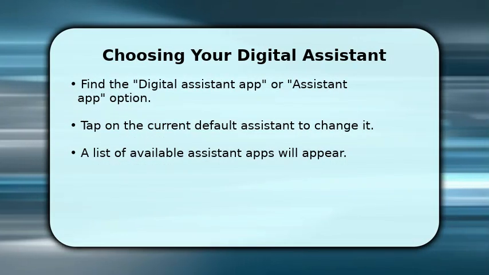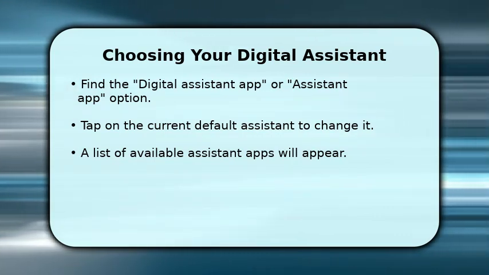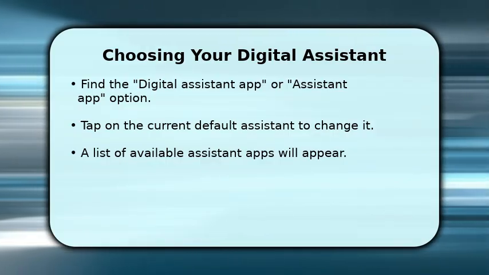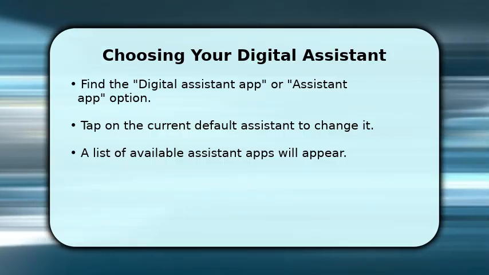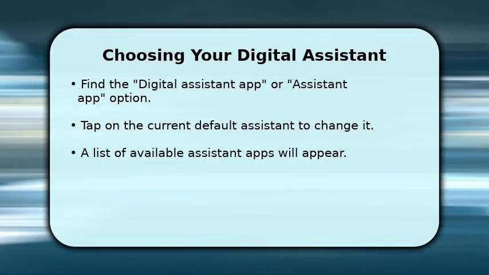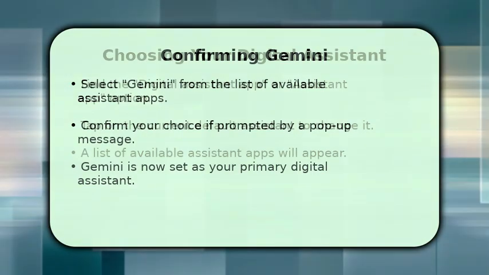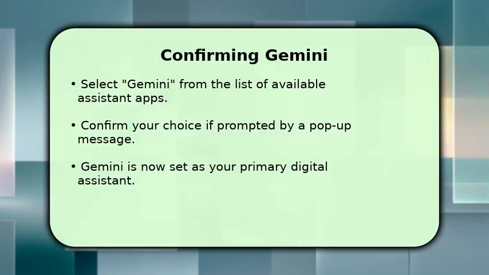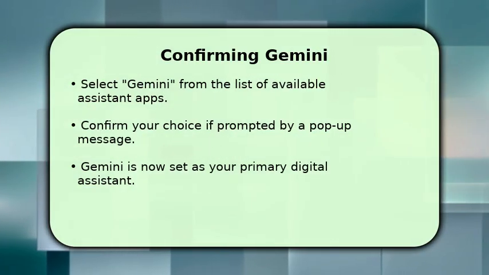Next, within the Default Apps menu, you'll need to find the Digital Assistant app or Assistant App setting. Tap on this option, which usually displays your current default assistant. A list of all compatible assistant applications installed on your phone will then pop up, giving you several choices for your preferred helper. From the list of available assistant apps, simply tap on Gemini to select it.